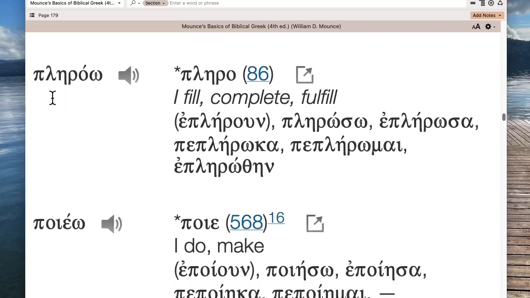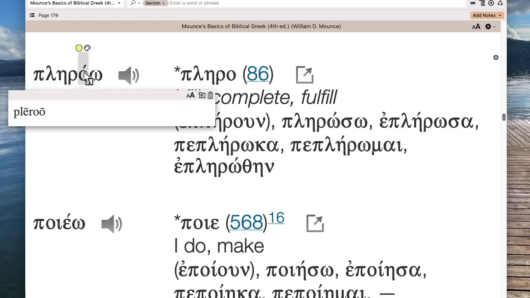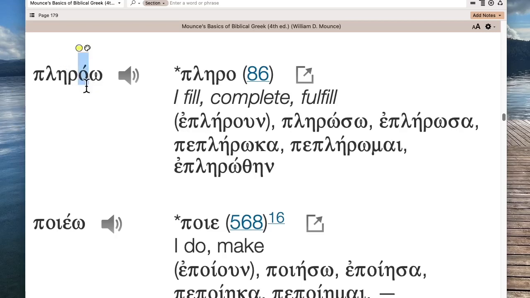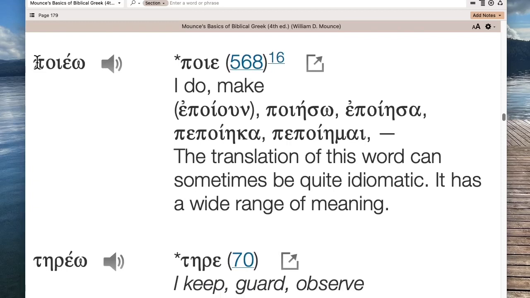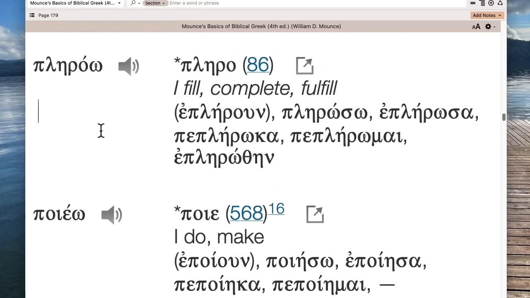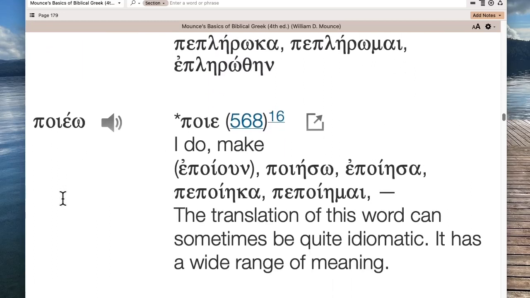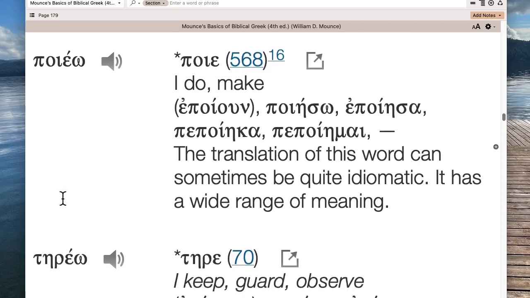Here's another verb, pleroo. Now, as we'll learn when we look at chapter 17, it's an omicron stem. I am filling, I am completing, I fulfill. And we use this as a paradigm verb for omicron stems. And then poieo, I do. Notice that 568 times, way more than plerao, 86 times. Poieo is I am doing or I make, pushing 600 occurrences here. Poieo, it's an epsilon stem.